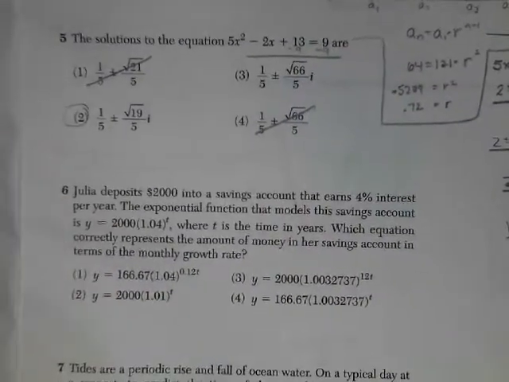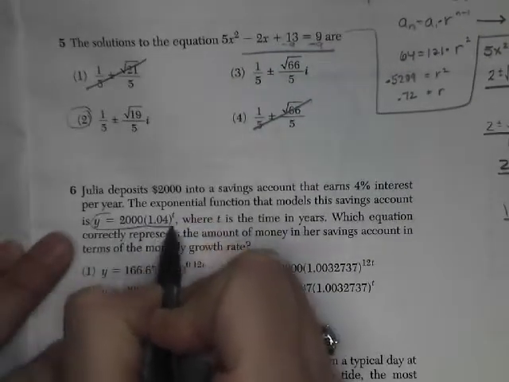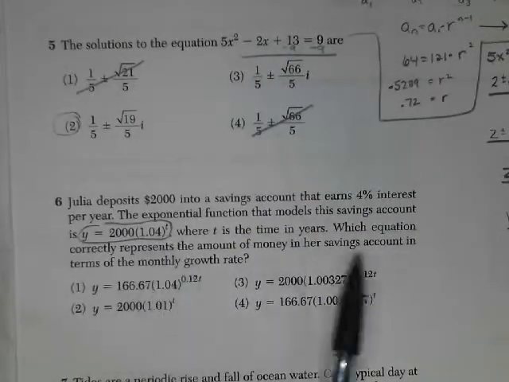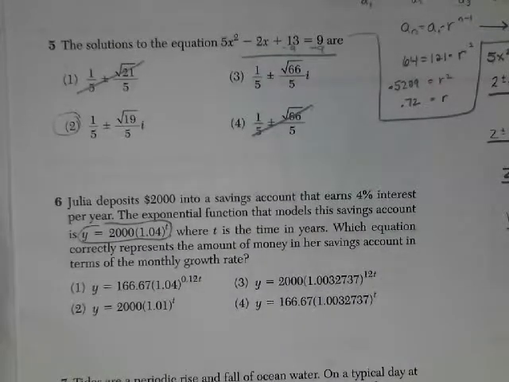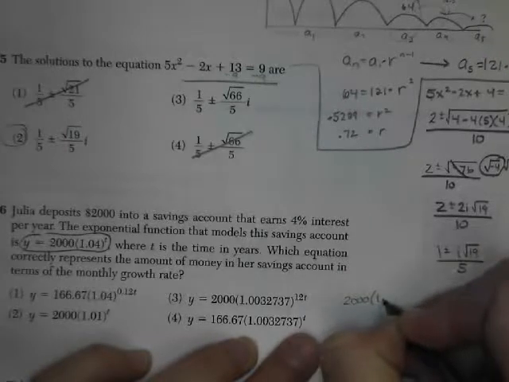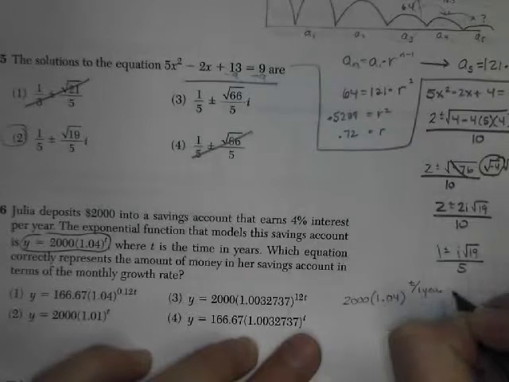2. 6, I haven't even read it, but I can see exponential growth happening. And they give us a formula, so that's nice. We start with 2,000, growing by 4% every 1 year. Which equation represents the amount of money in terms of a monthly growth rate? So 2,000, this is manipulating percentages, growing by 4% every 1 year.